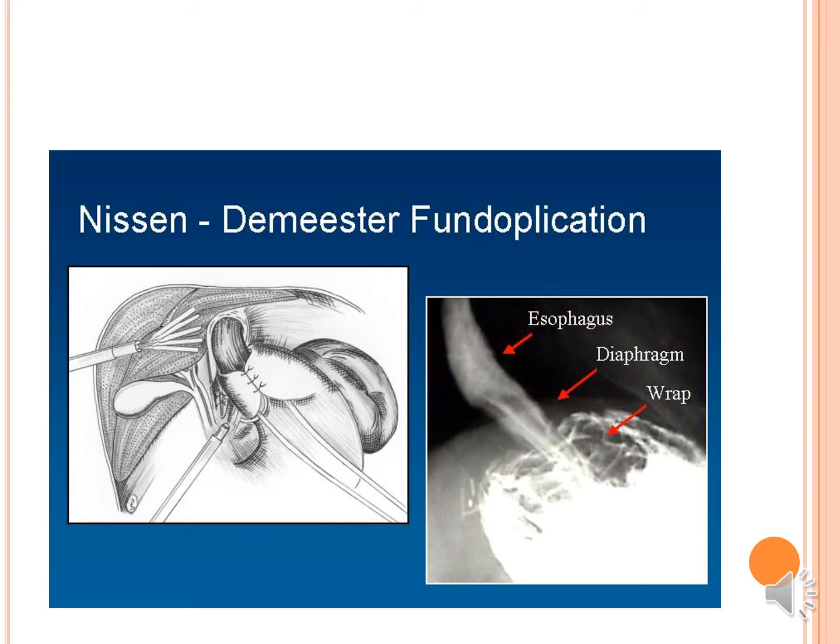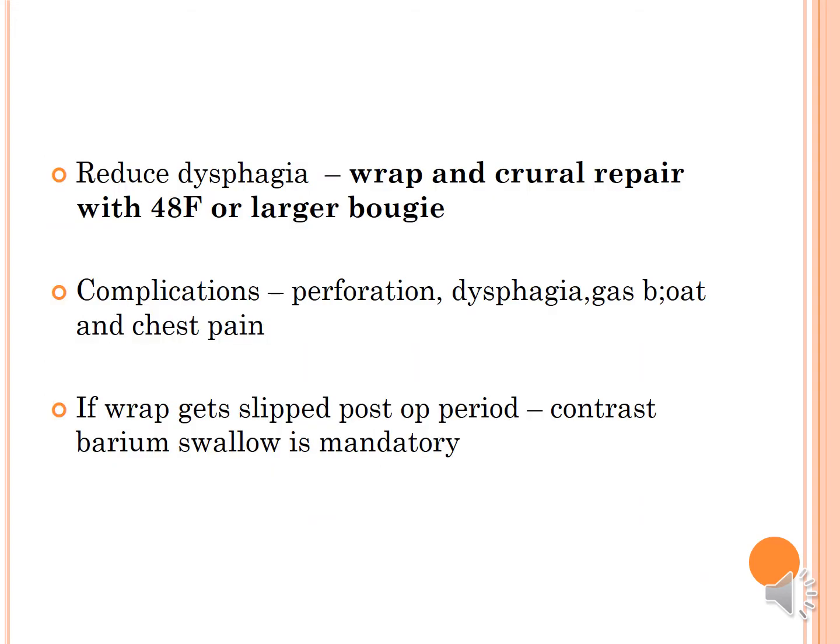This is the same thing as I showed you earlier. What happens? It reduces dysphagia, wrap and crural repair with a 48 French or larger bougie. Complications in the surgery could be a perforation, a dysphagia, or a gas bloat, or even a chest pain. If the wrap slips in the post-op period, then a contrast barium swallow is mandatory.